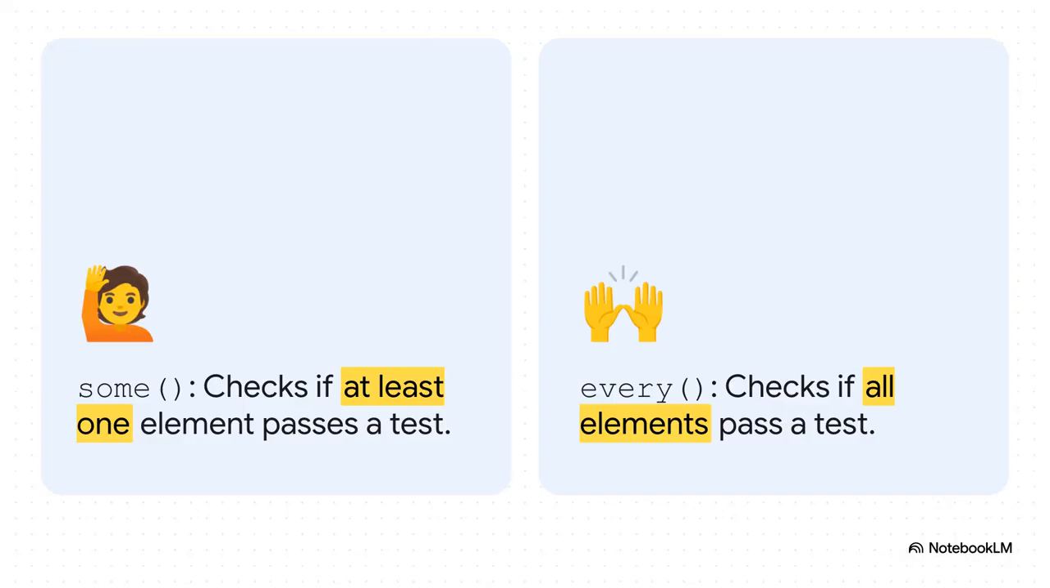Sometimes you don't need the data itself. You just need a simple yes or no answer. And that is exactly where some and every shine. Some asks the question, hey, does at least one of the items in here pass my test? While every asks, do all of them pass the test? It's kind of like the difference between asking a crowd, is anyone here a doctor, versus is everyone here a doctor? Very different questions, very different answers.